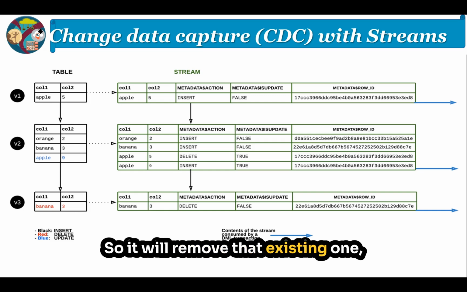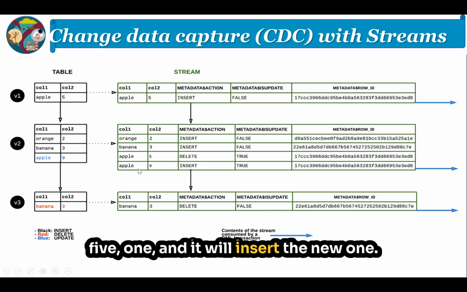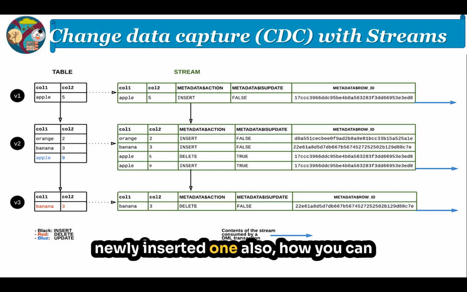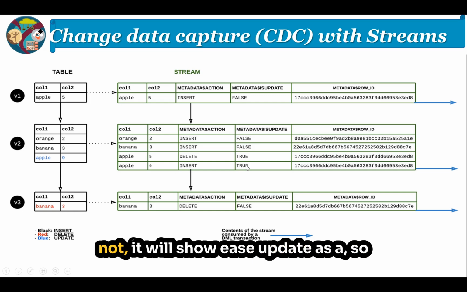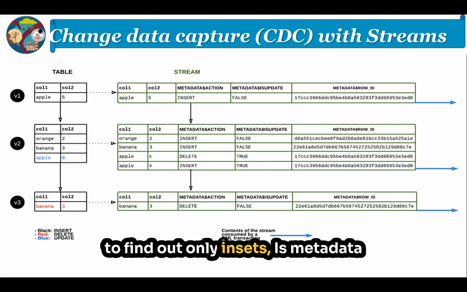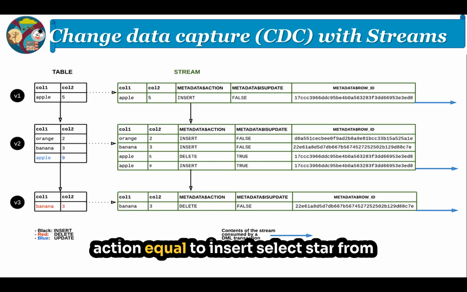So it will remove that existing one and it will insert the new one. But the newly inserted one also, how can you identify whether it is a modified one or not? It will show is update as true. So from this particular stream, if you want to find out only inserts, use metadata action equal to insert.